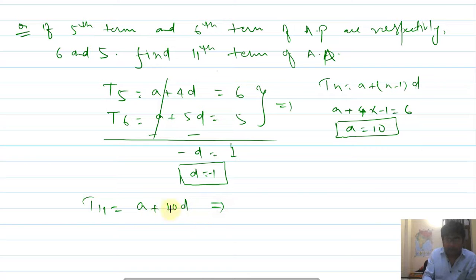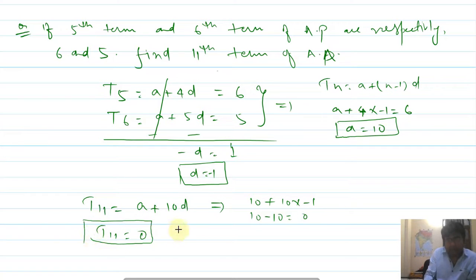Just put the values of a and d, then you can get t11. So I am putting the value of a as 10, and 10 into minus 1. So 10 minus 10 equals 0. That means the 11th term of the AP is 0. I hope you understand.